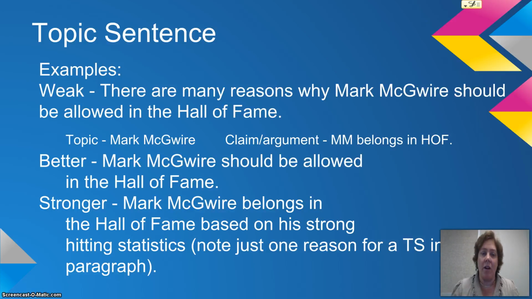Even stronger would be if this was a part of an essay, that it would give that one point of view about what this paragraph is going to be about. And that would be that Mark McGuire belongs in the Hall of Fame based on his strong hitting statistics. Note, it's just one reason in a topic sentence for that paragraph, but it comes from the thesis, which is going to cover the whole paper. And it doesn't cover other reasons why Mark McGuire should be in the Hall of Fame.